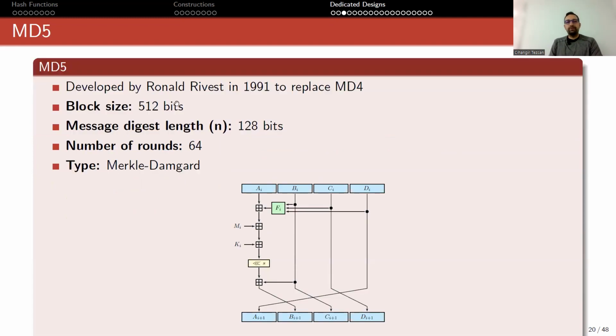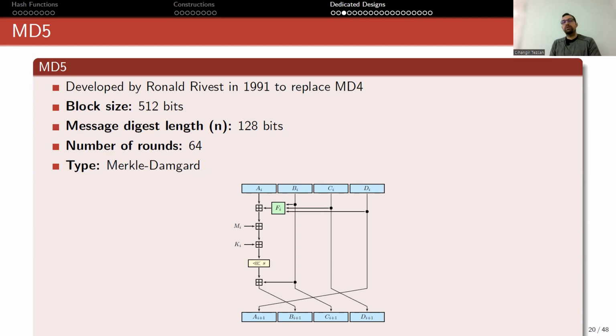Let's look at MD5. Developed again by Ronald Rivest in 1991 to replace MD4. Block size is the same. Message digest length is the same. Number of rounds increased from 48 to 64 to resist more cryptanalysis attacks. It is again Merkle-Damgard. So the picture is the same as you can see, but there's only one difference. Here you perform an addition operation. This is the only difference, right? The number of rounds and this. So this makes things harder.